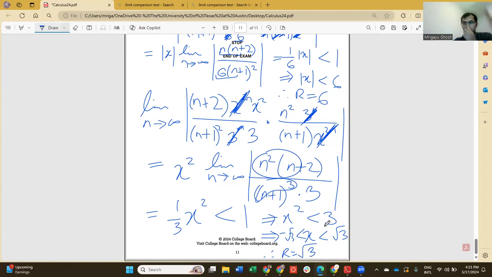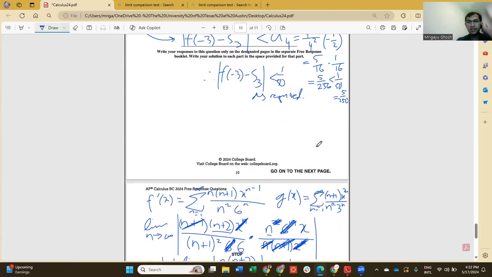Again, if I'm doing something wrong, please do let me know. Because as you can see, the center is 0, and the upper and lower limits are -√3 and +√3. So I think the radius would be square root of 3 and not just 3.